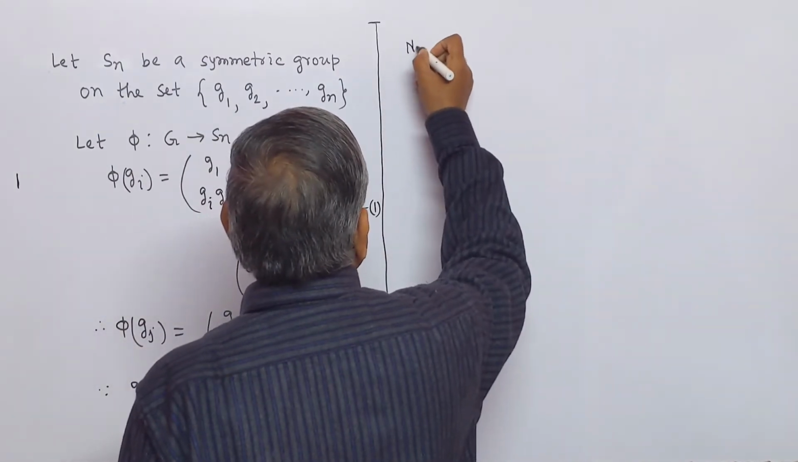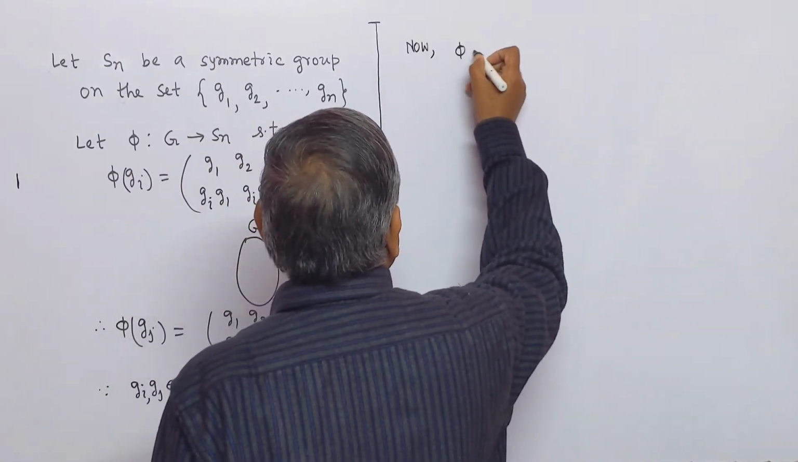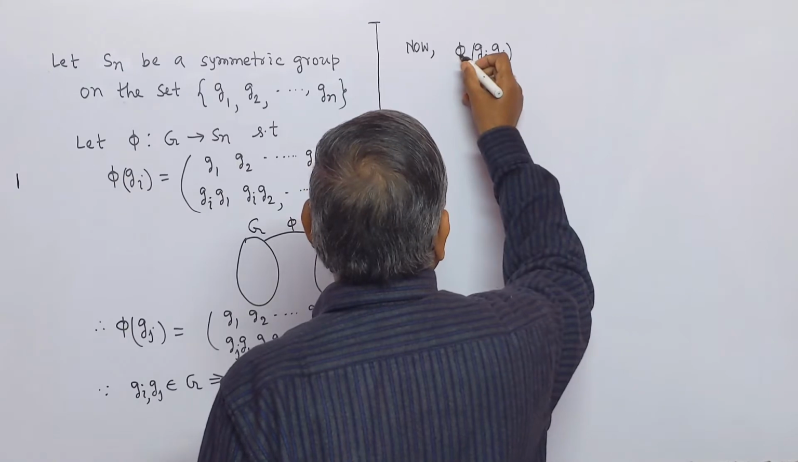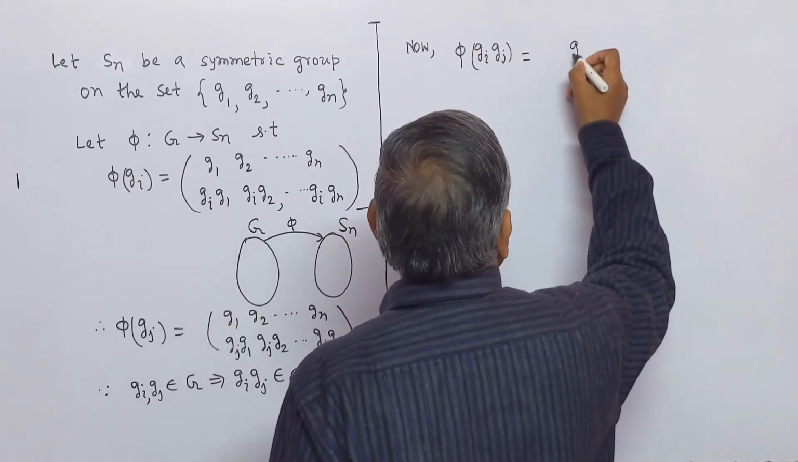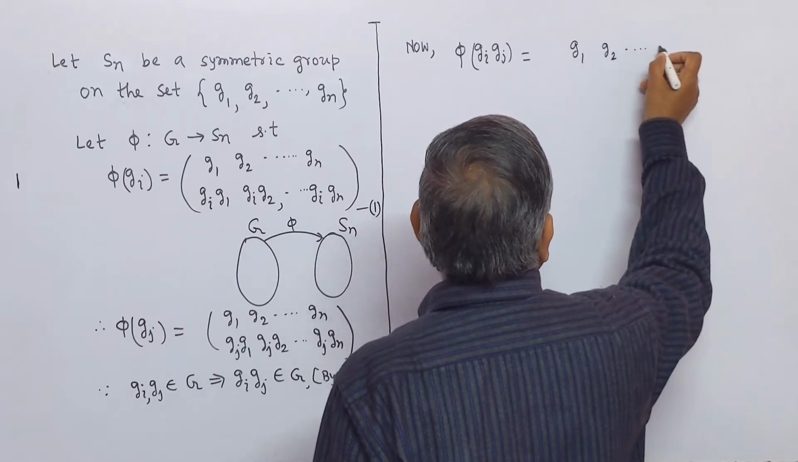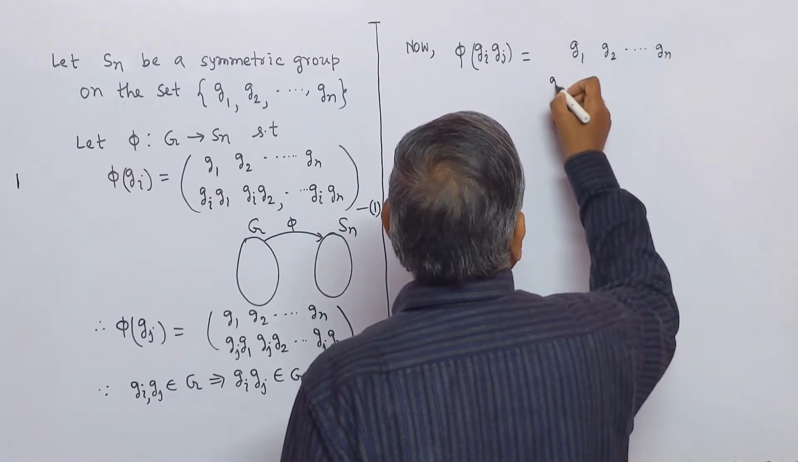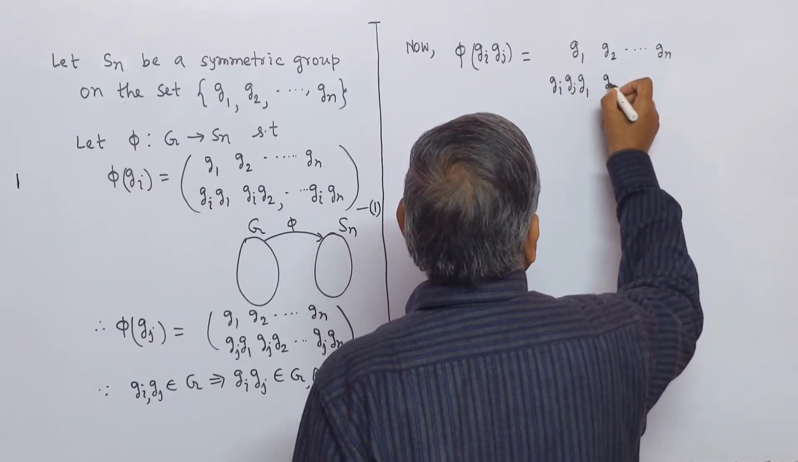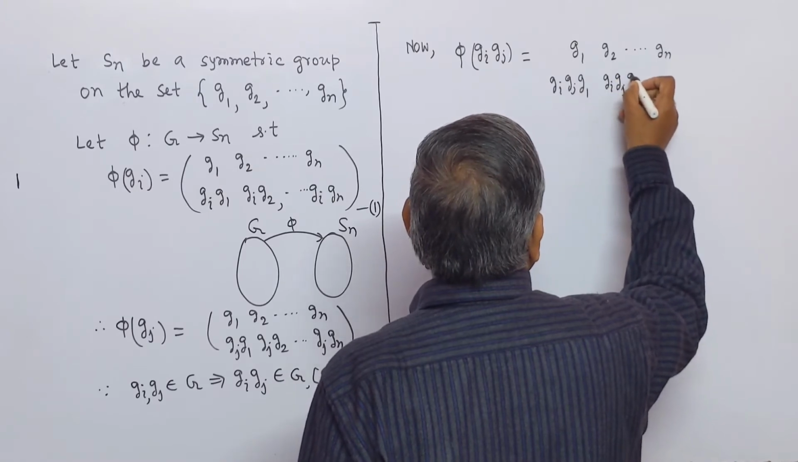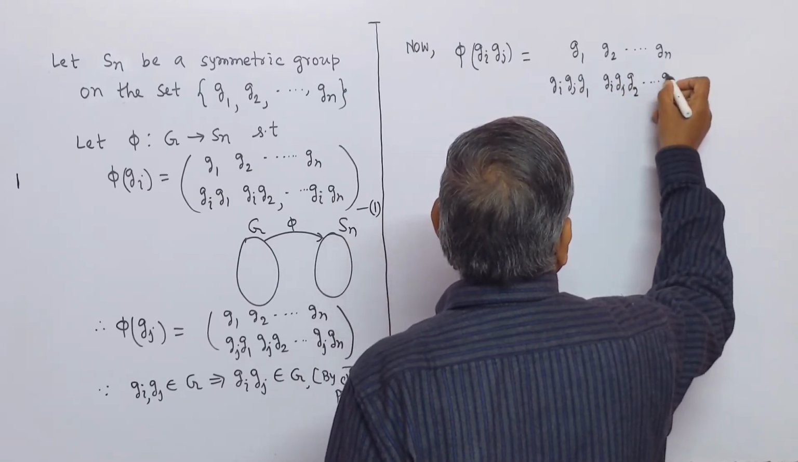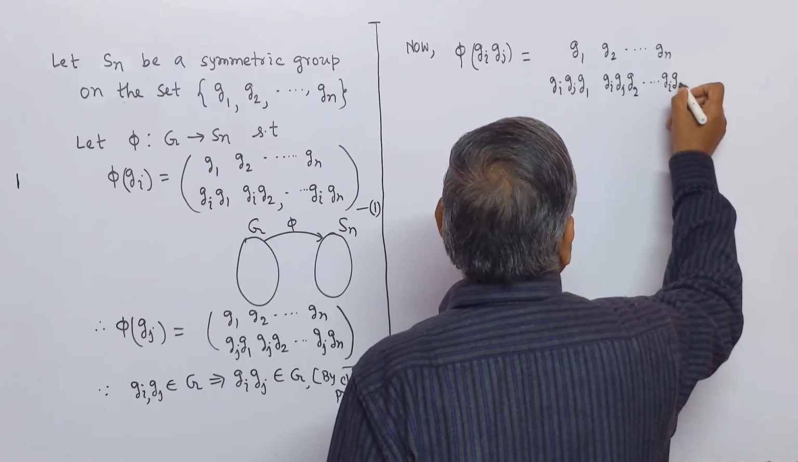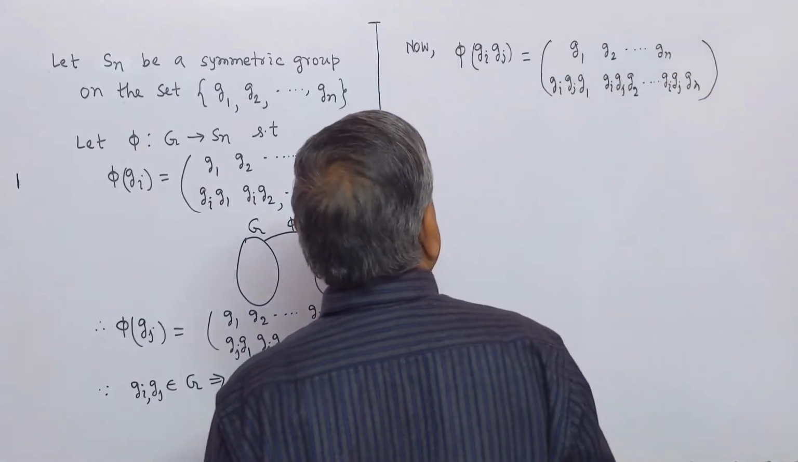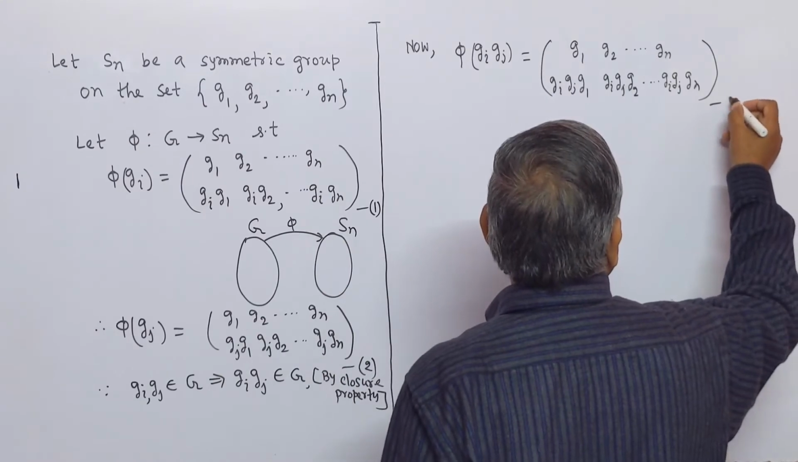Now, phi of gi gj equals the permutation mapping g1, g2, ..., gn to gi gj g1, gi gj g2, ..., gi gj gn. This is another permutation. This is number 3.